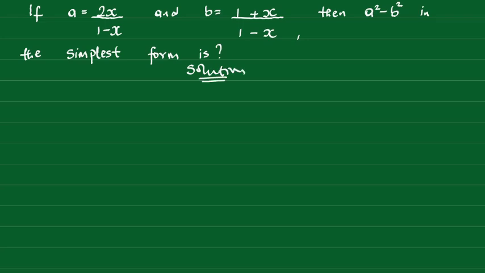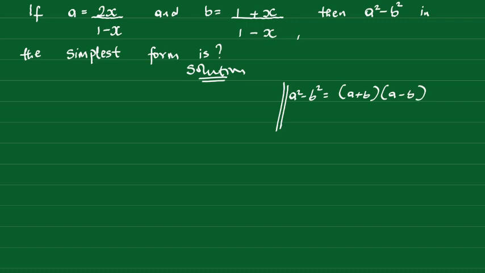Now, in proceeding, we need to take note of the following fact: that A squared minus B squared is a difference of two squares term. That is, A squared minus B squared is equal to (A plus B)(A minus B).